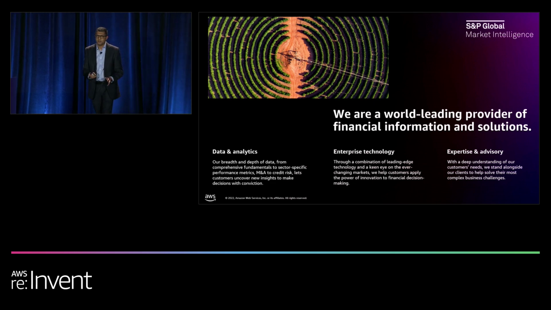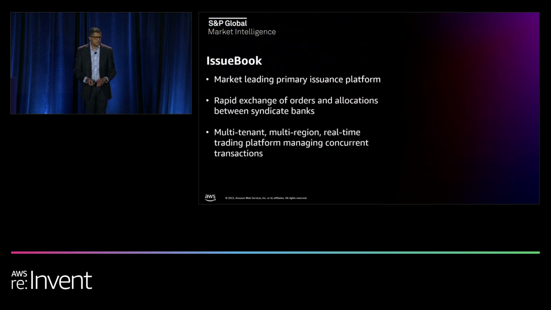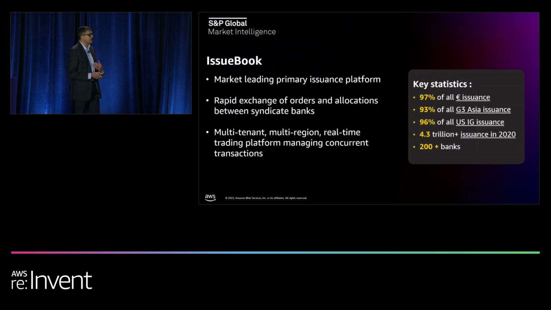You can probably categorize them into 3 buckets. We either have data or analytics that we sell to our customers. We have enterprise technology. These are software solutions, SaaS platforms, workflow solutions that our customers use. And then lastly, there's expertise and advisory, which is consulting services, experts who sit with our clients in helping solve their problems. Within solutions or enterprise technology, I lead a business called Global Markets Group. Global Markets Group provides financial technology solutions to banks and the likes.